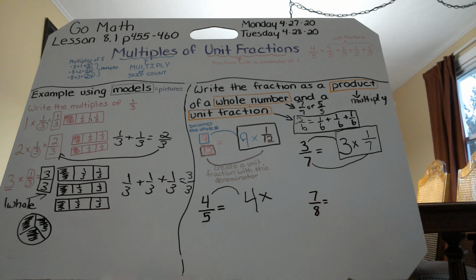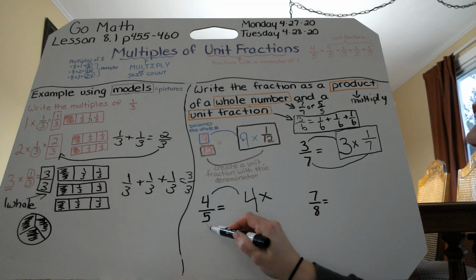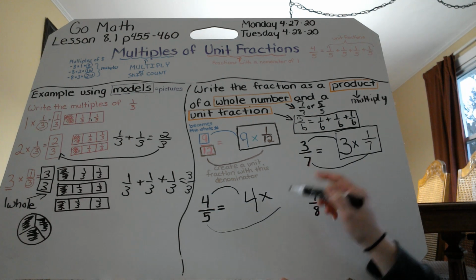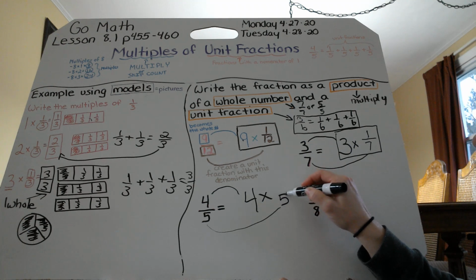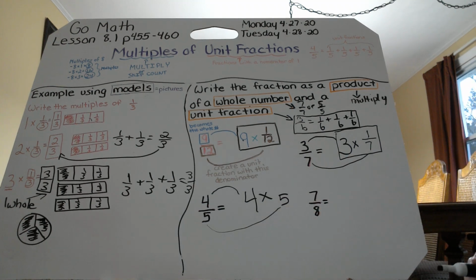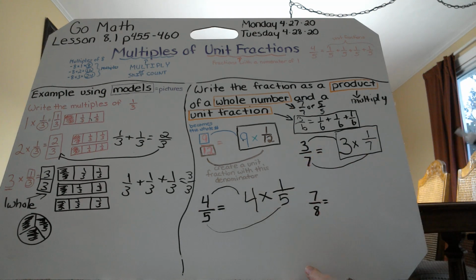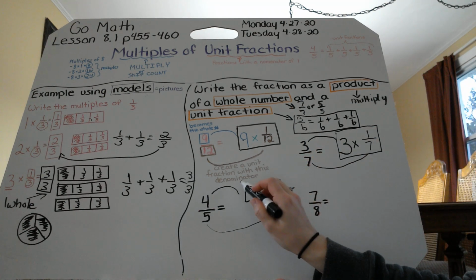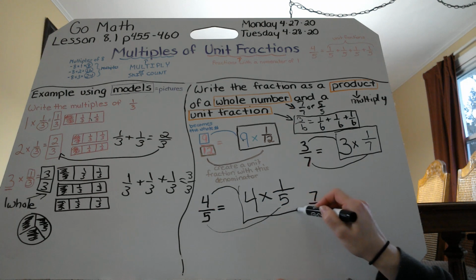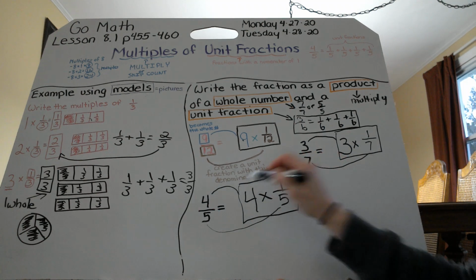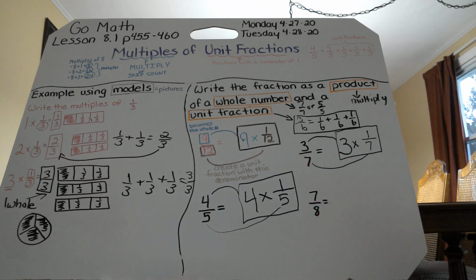Again, unit fractions always have a numerator of 1, so the simplest way is to take your 5, fly it over here, take your denominator, fly it over, put your fraction line, and put a 1 on top. So 4/5 written as a product of a unit fraction and a whole number is 4 times 1/5.